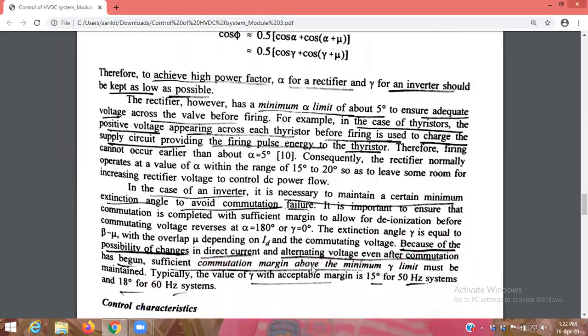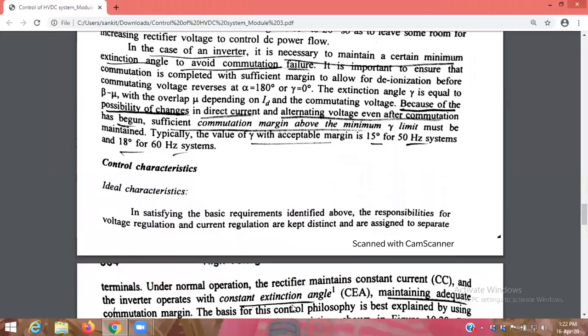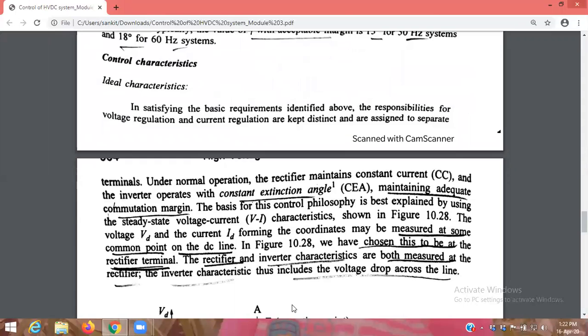Similarly, in the case of inverter, you also have a minimum value of gamma, which is 15 degrees for a 50 hertz system in the Indian scenario, and for the USA, with 60 hertz, it is 18 degrees. Now, here we will study the control characteristics. Today we will study only the ideal characteristics, and in the next lectures we will study the practical characteristics. In the utility system you need to maintain the voltage and current as constant as possible. That means you need to maintain the voltage regulation as well as the current regulation.